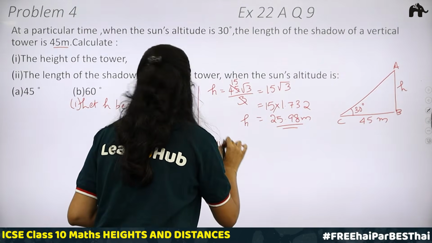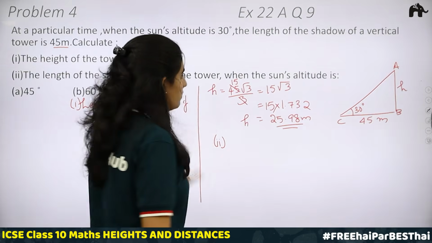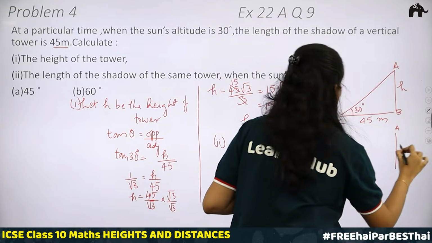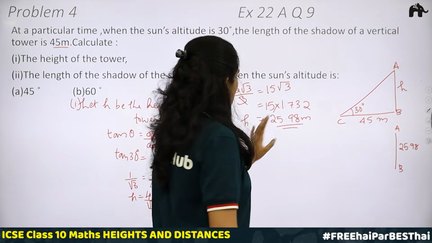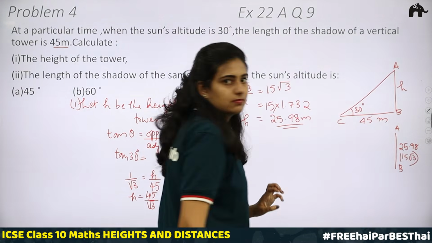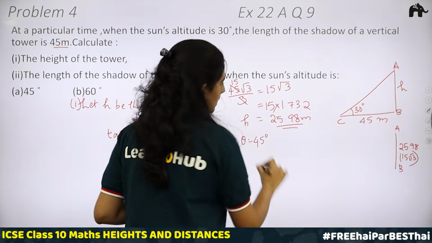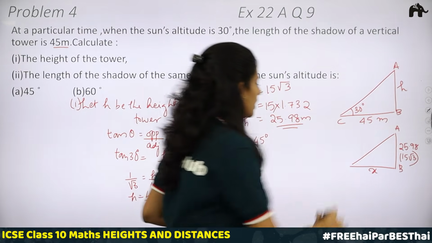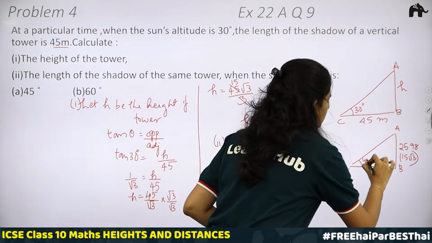Now, let's move on to the second part. The length of the shadow of the same tower when the sun's altitude is 45 degree and 60 degree. Here, the height of the tower we determined is 25.98 meters. For the calculation to be easy, we can keep it as 15 root 3. Now, when the angle theta is equal to 45 degree, we have to find the length of shadow. Here, we will be taking the length of shadow as some x. Angle is 45 degree.